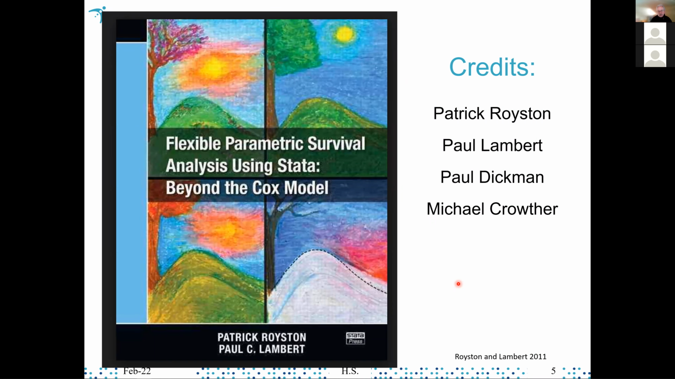This course is based heavily on the book Flexible Parametric Survival Analysis from Royston and Lambert, and also on syntax found on the home pages of Lambert, Dickman, and Crowther. They all 3 have really great home pages with lots of information. So any credit for good syntax goes to these people.